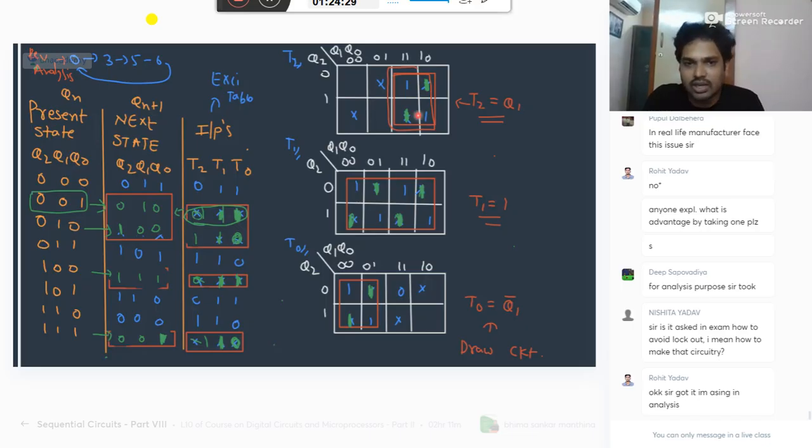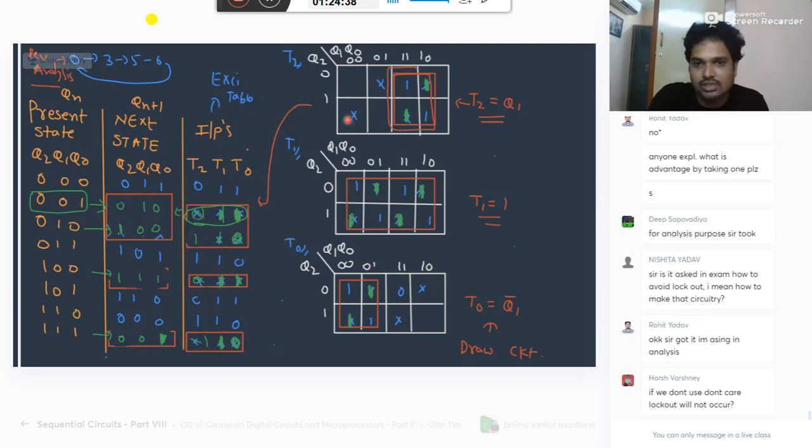Okay, because of that only we took these two ones here. If it is not neglected, we took zeros here. We analyzed this here. I told reverse analysis from here to here, here to here, here to here.